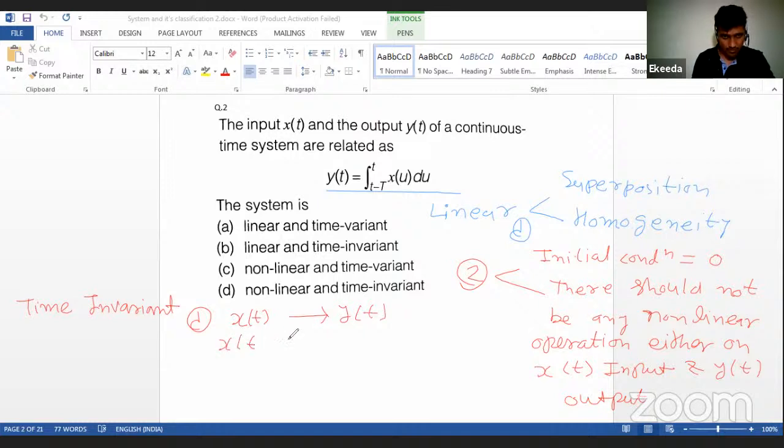Then in the case of input x(t - t0), this output should be y(t - t0). Okay. The other definition is theoretical, kind of a short trick.